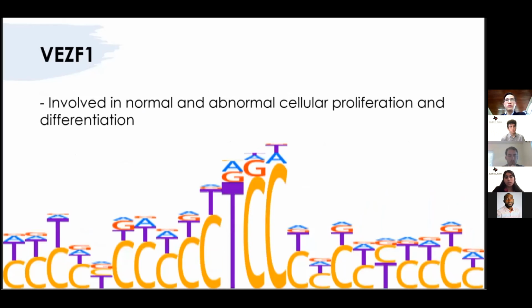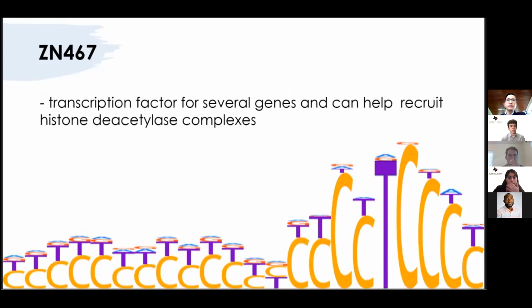The second most common motif was VEZF1, which is involved in normal and abnormal cell proliferation and differentiation. The third most common motif that we found was ZN467, and it is a transcription factor for several genes, and it can help recruit histone deacetylase complexes, which remove acetyl groups from histones and tighten the chromatin structure, and that can help terminate transcription or prevent it from happening at all.